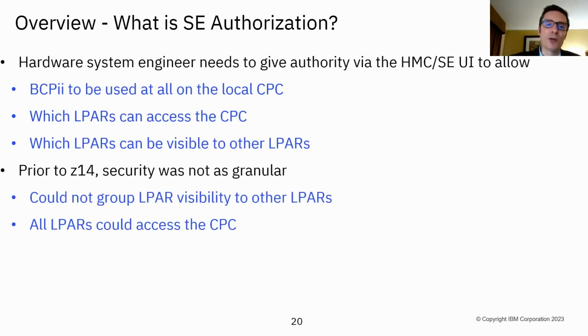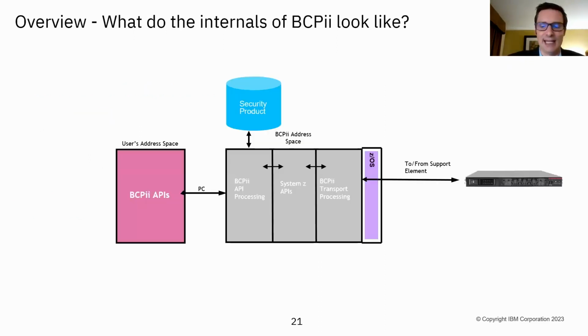So prior to Z14, the security was not as granular, and that shared configuration I talked about, where you have a hosted environment, was not really practical for BCPii, because once I gave authority from a program and security authorization on the local zOS operating system, I basically had the ability to then access everyone else's stuff. And so starting with the Z14 and later, we've had that control. So we'll talk a little bit more about those controls in just a few moments.